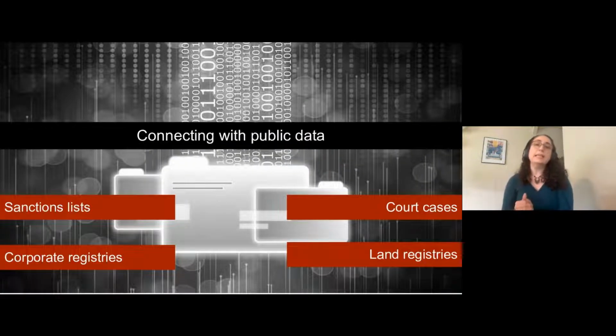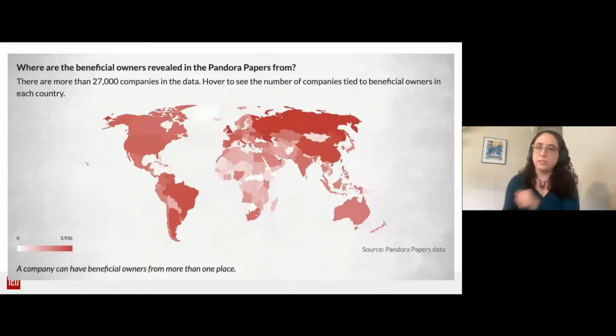In terms of connecting that data with public records, we look at sanctions lists, court cases, corporate registries, land registries, and so on. And that's how we ended up finding information about the beneficial owners of more than 20,000 companies. It was close to 29,000 beneficial owners, connected with citizens all around the world and entities and companies all around the world.